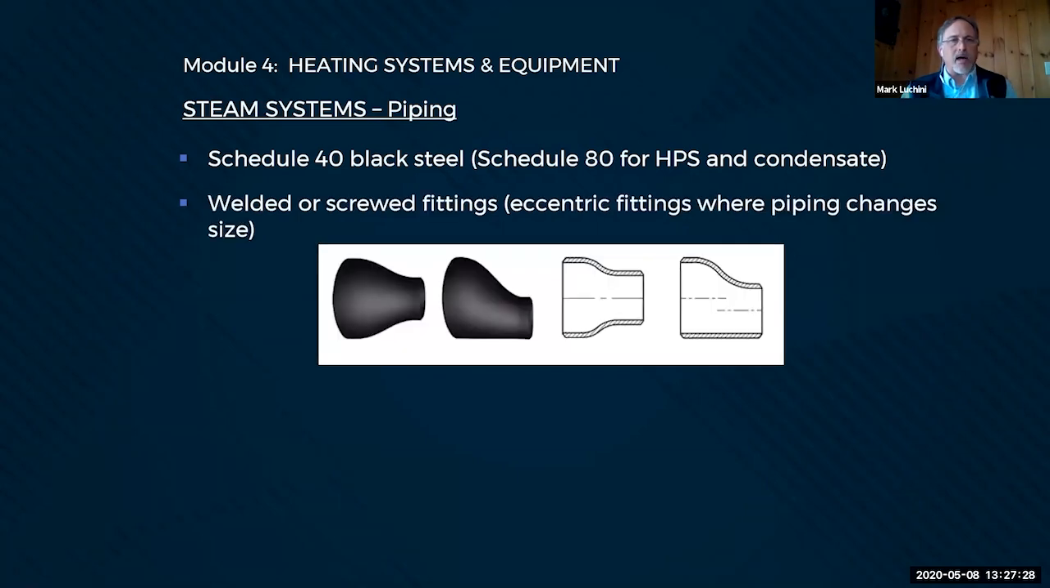But more often than not, we're going to see welded fittings, although screwed fittings are used on some smaller piping. And it's very important to make sure that when you change size, we use eccentric fittings, because we need a flat bottom on a steam pipe at all times so that condensate can drain through it. In a two-pipe steam system, you want to make sure that the pipe is pitched downward in the direction of steam flow. The exception to that is the one-pipe system, which I'll show you.